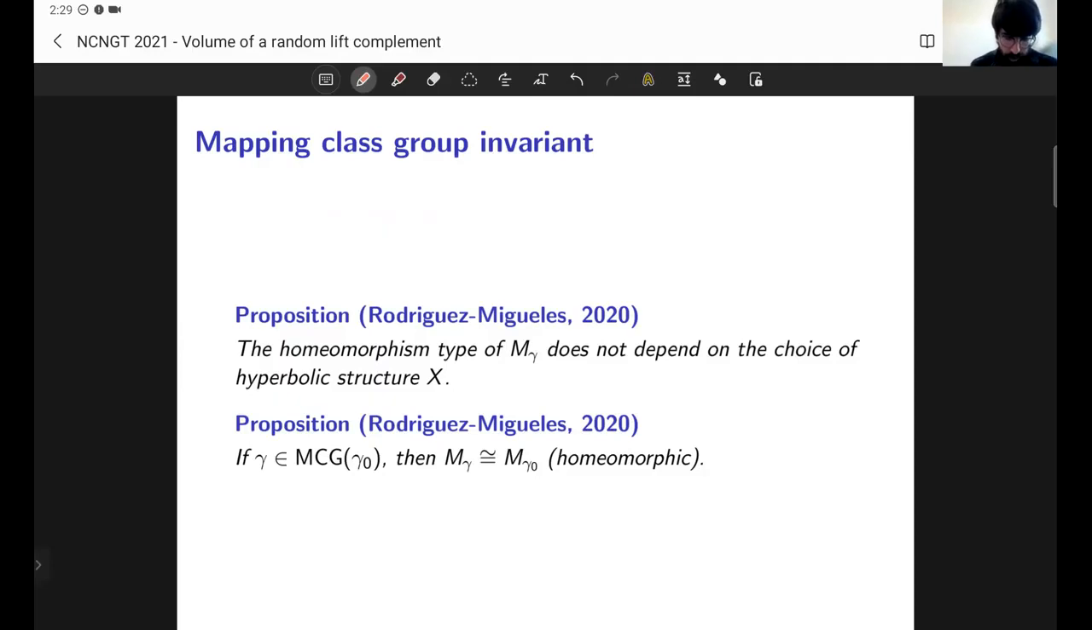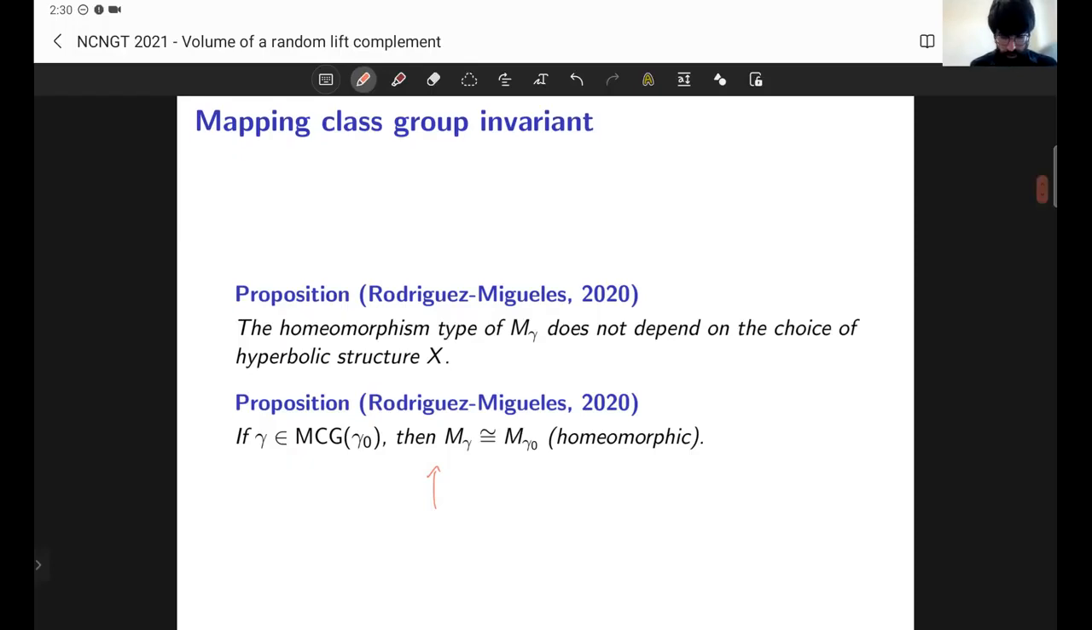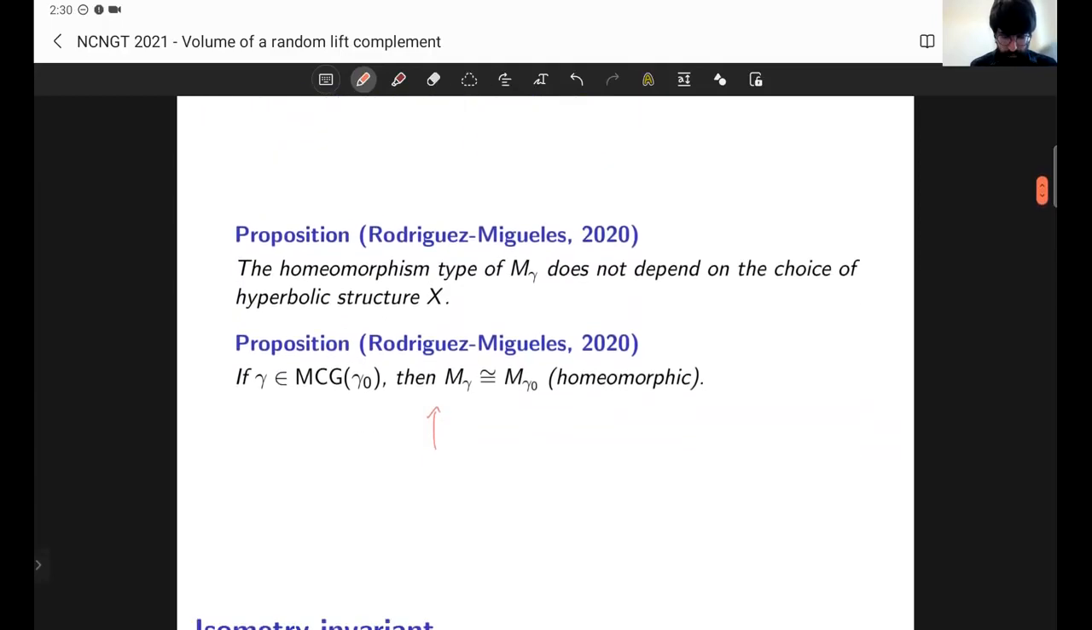And also another important property is that if you have two curves that are in the same mapping class group orbit, meaning that they're of the same homeomorphism type, then their corresponding canonical lift complements are homeomorphic. Okay, these two results follow from topology of surfaces. In particular, this one here follows from the fact that if you have two curves on a surface that have the same minimal self-intersection number, then you can construct a homeomorphism between the complements of these curves on the surface. So these are two very interesting properties.